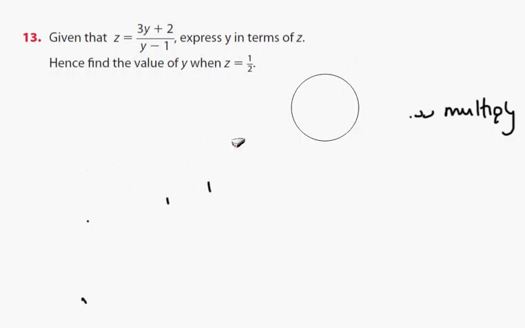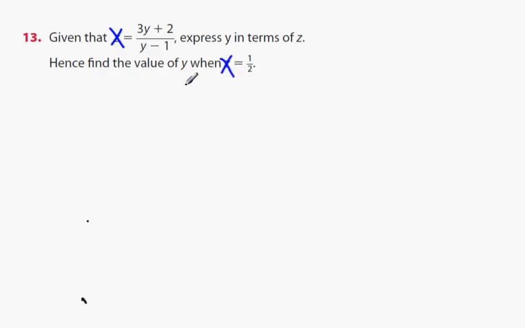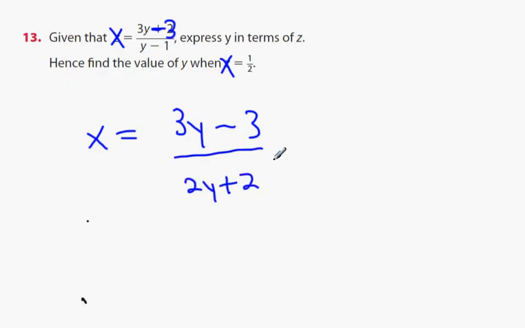Okay? Now, instead of having z's, I'm going to use x's. Alright, and I'm going to change this up a little, so I'm going to use it like this. X equals 3y minus 3, and then on the bottom is going to be 2y plus 2. X is going to be equal to 1. I'm changing the question, okay guys. What I want you guys to do is express y in terms of x, hence find the value of y when x equals 1.